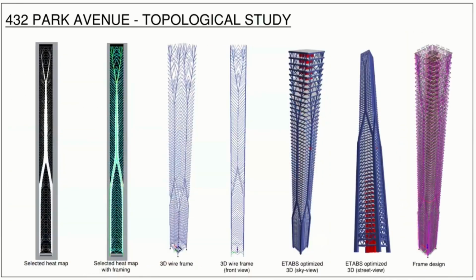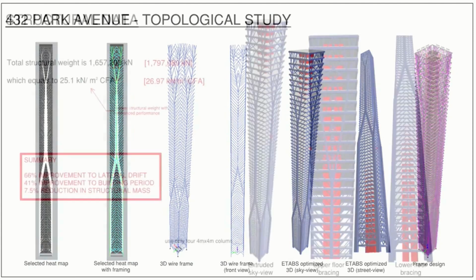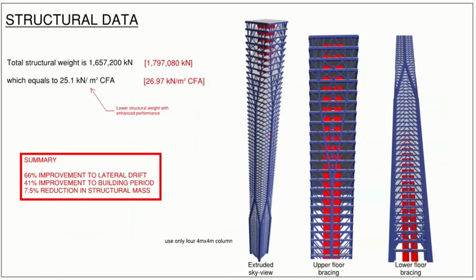So we applied this process of creating this topological optimization heat map on the facades. We kept all the internal structure identical as per the original design. And then we recreated the framing around the informed heat map, which we subsequently analyzed and then compared. And what we found was this incredible performance enhancement. So we got something like a 2/3 enhancement to the lateral performance of the tower. So it became much stiffer.